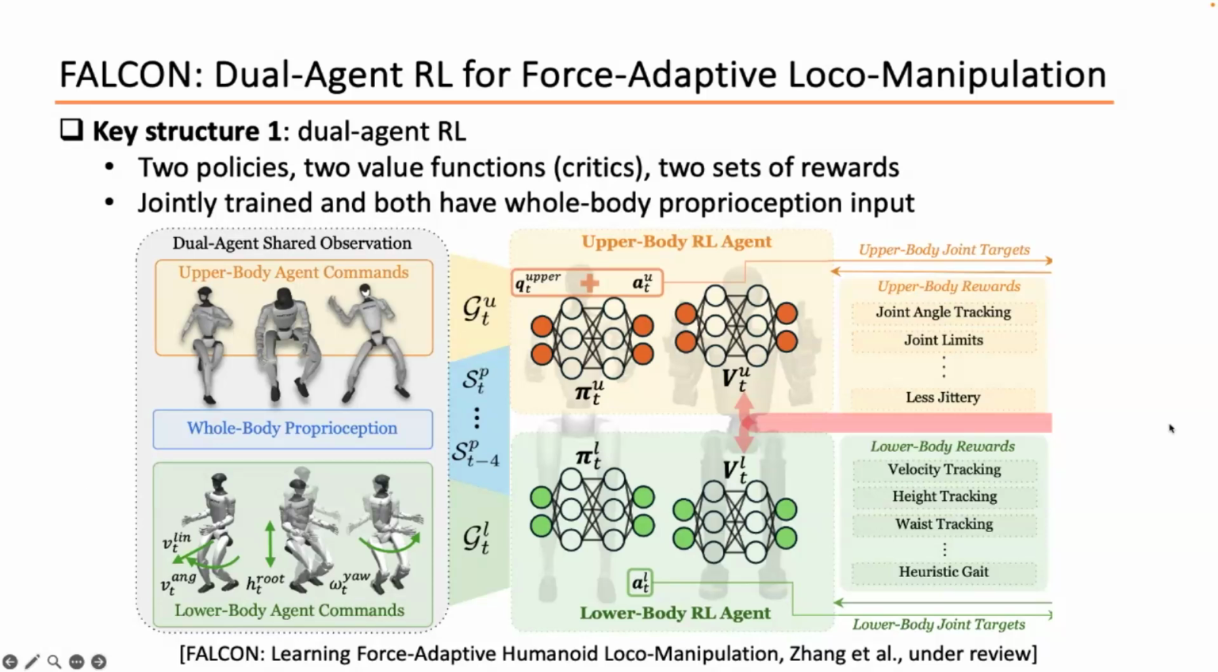But I want to highlight this is different from multi-agent RL settings. It's not decentralized, because the policies are jointly trained, and both agents have whole body proprioception input. It's just their objectives are different. They're still jointly trained. They still have whole body proprioception input.